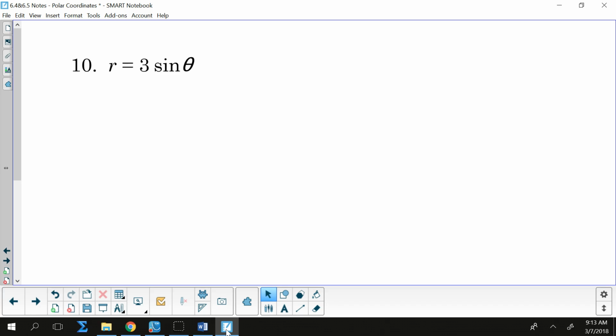Algebraically, if I said we've got r equals 3 sine of theta, and I want to convert that from polar form into rectangular form, I've got a couple of algebraic options that I can go with. Okay? I could square both sides.